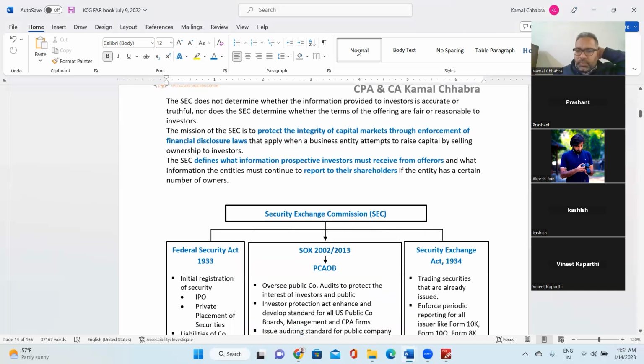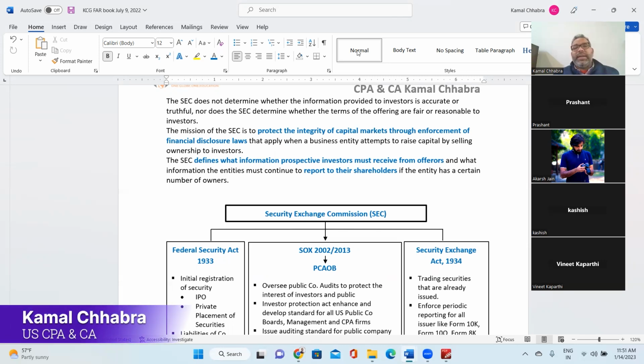So the SEC does not determine whether the information provided to the investor is accurate or truthful, nor does the SEC determine whether the terms of the offering are fair or reasonable. That is the responsibility of management principally. The mission of the SEC is to protect the integrity of the capital market through enforcement of financial disclosure law that applies where a business entity attempts to raise capital by selling ownership to investors. So the SEC's job is to provide the financial law which will enhance the disclosure requirement.